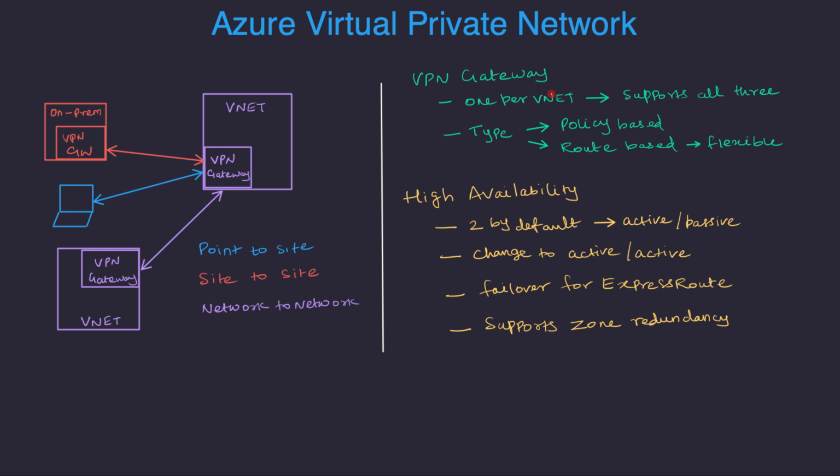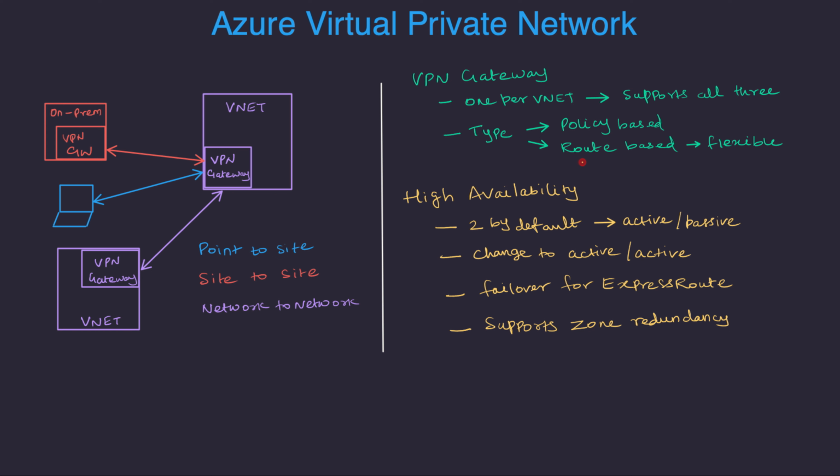This VPN gateway supports two types of routing. One is called policy based and another one is called route based. In policy based, you define a fixed rule and only the matching traffic will be routed through the VPN tunnel. This is less flexible and kind of a rigid one.